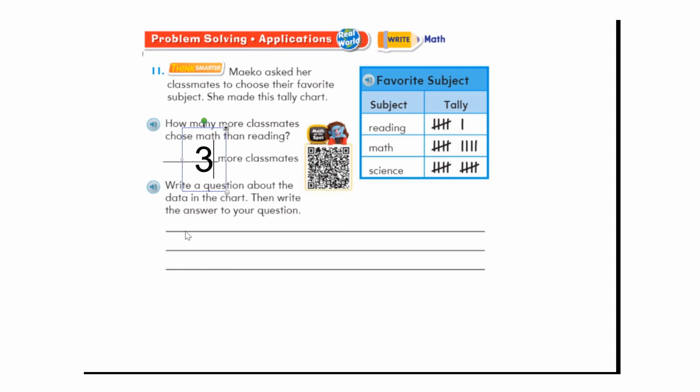I'm not going to make you write a question right now, but think about a question that you could ask. Like, which subject seemed to be the favorite? Well, that would be the one with the most votes. Which is it? Yep, science had 10 votes, but math is right behind there. Which subject was the least favorite? The one that got the least votes was reading.